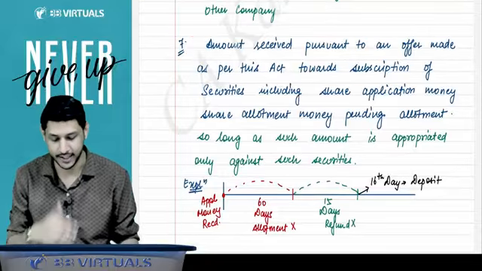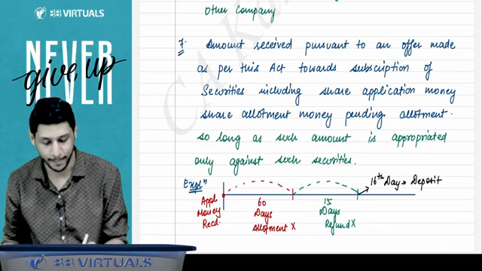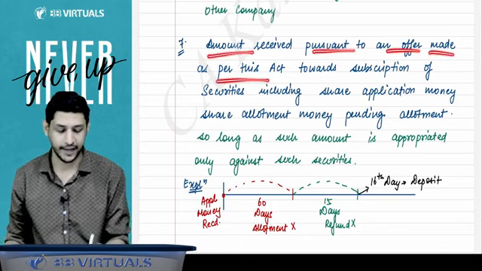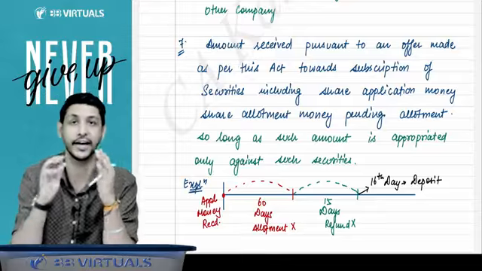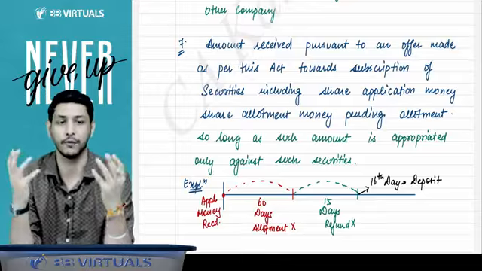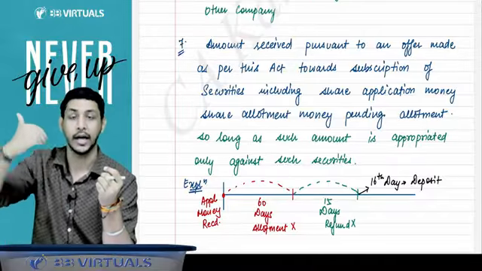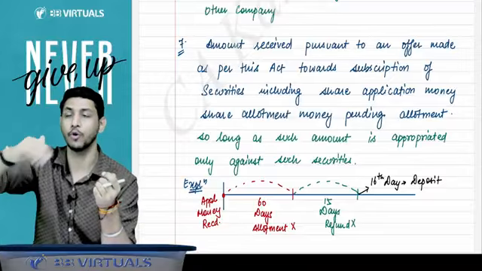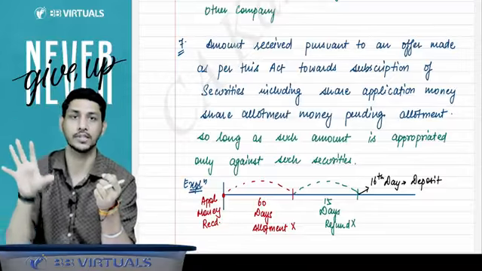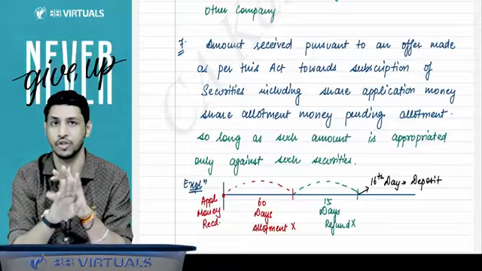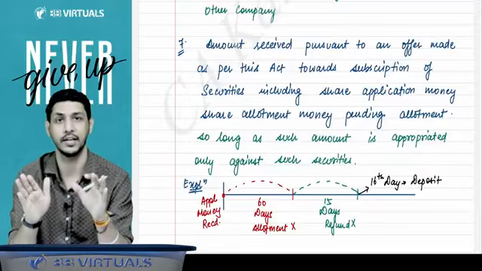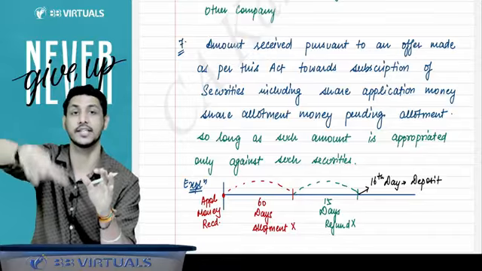Point number 7 says, it is not section 7, it is point 7: that amount received pursuant to an offer made as per this Act. Suppose the company has made an offer for inviting the people for subscription of securities and people have paid you the application money and you have not done the allotment. So far as that amount is to be allotted, till then it is not considered as deposit. But after that it will be considered as a deposit.